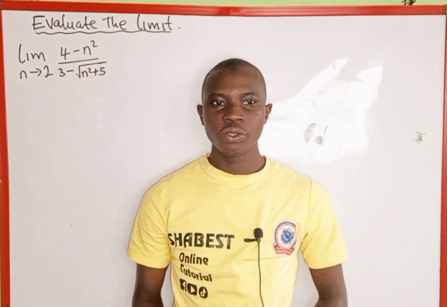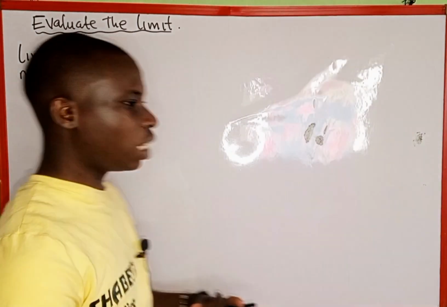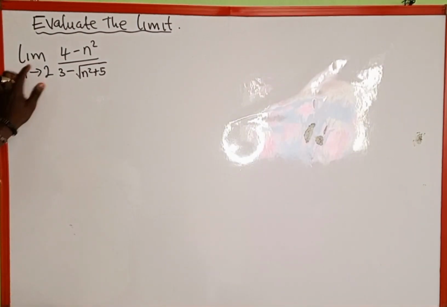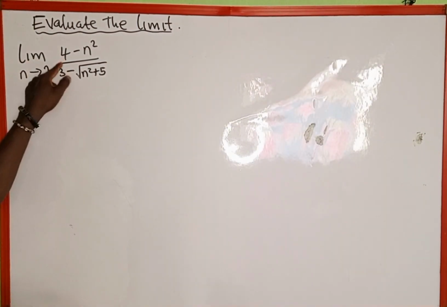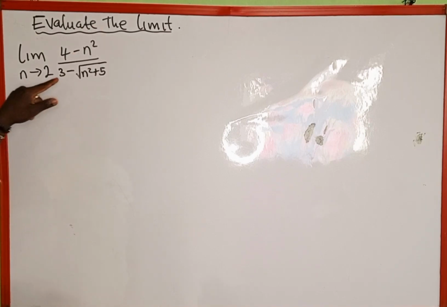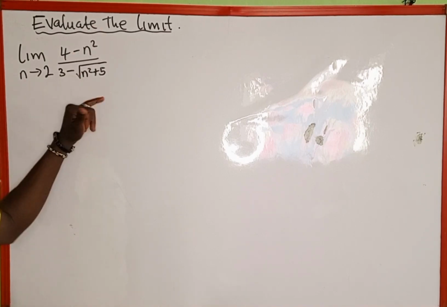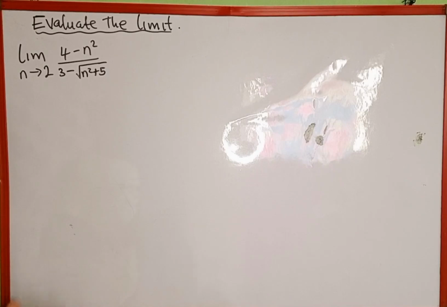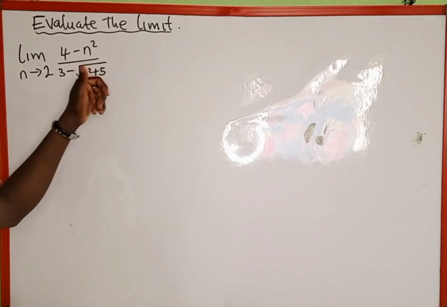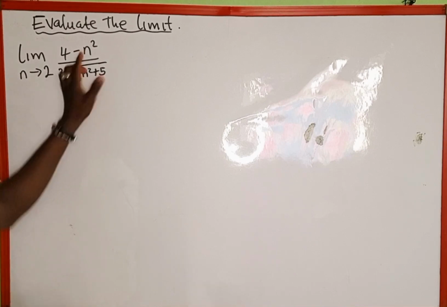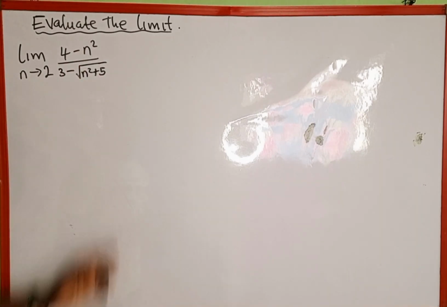In today's tutorial, we're going to learn how to evaluate this function. And the given function is what? Limit as n approaches 2 of (4 minus n to the power 2) divided by (3 minus square root of n squared plus 5). So the first thing we're going to do is to plug in 2 anywhere we see n in this function. And when we plug in 2, we notice that this is going to be undefined.